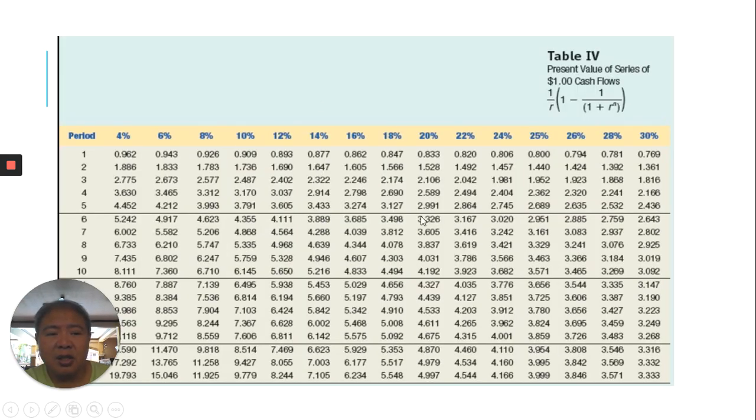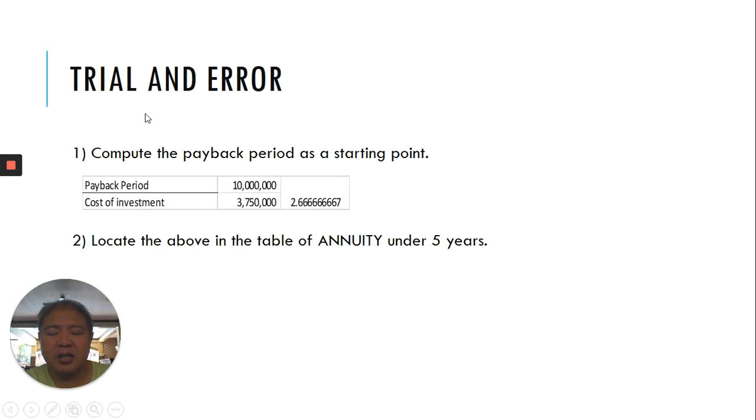Here we will be using the present value of an annuity. Remember our time frame is 5 years, and the rates run from 4% to 50%. Let's check. How are we going to do that? As I mentioned earlier, with trial and error. Number one is our starting point. We can make use of the payback period, which we have computed earlier.